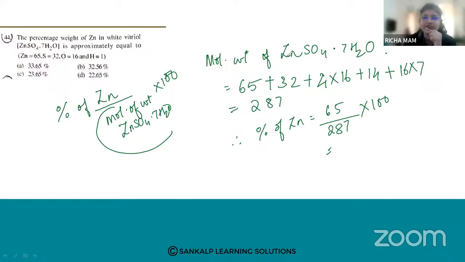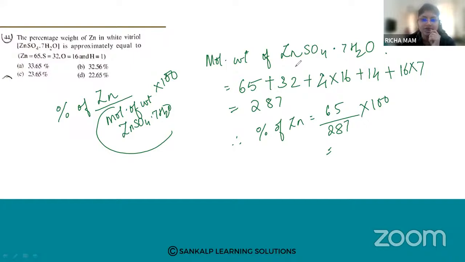See here, everything is given. Zinc is how much? 65. Do a simple calculation. Zinc is 65, plus 32, plus 14, plus 4 into 16, plus 16 into 7. Yes, I got it, 287.